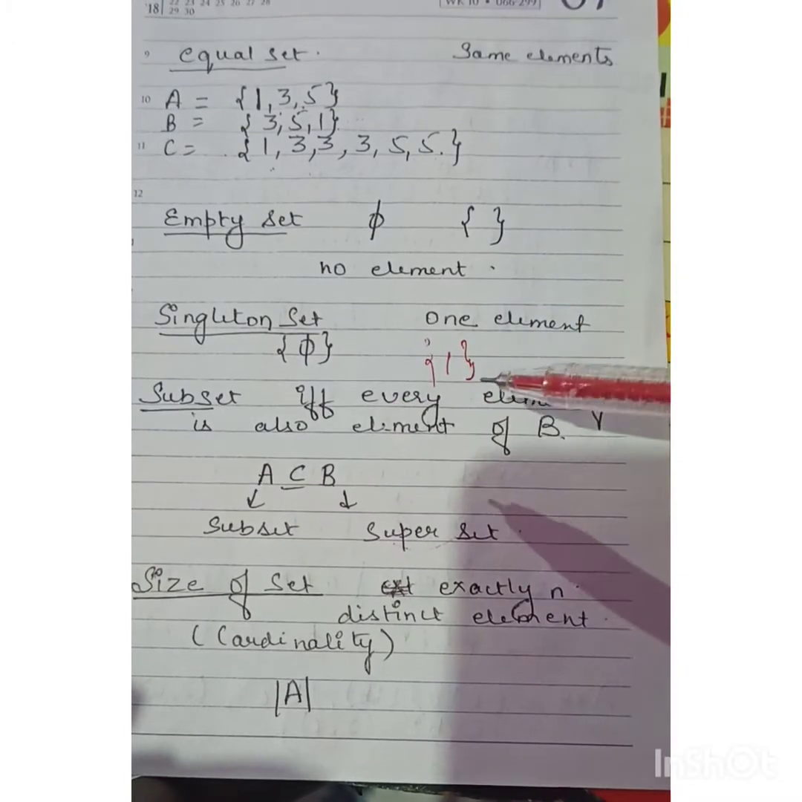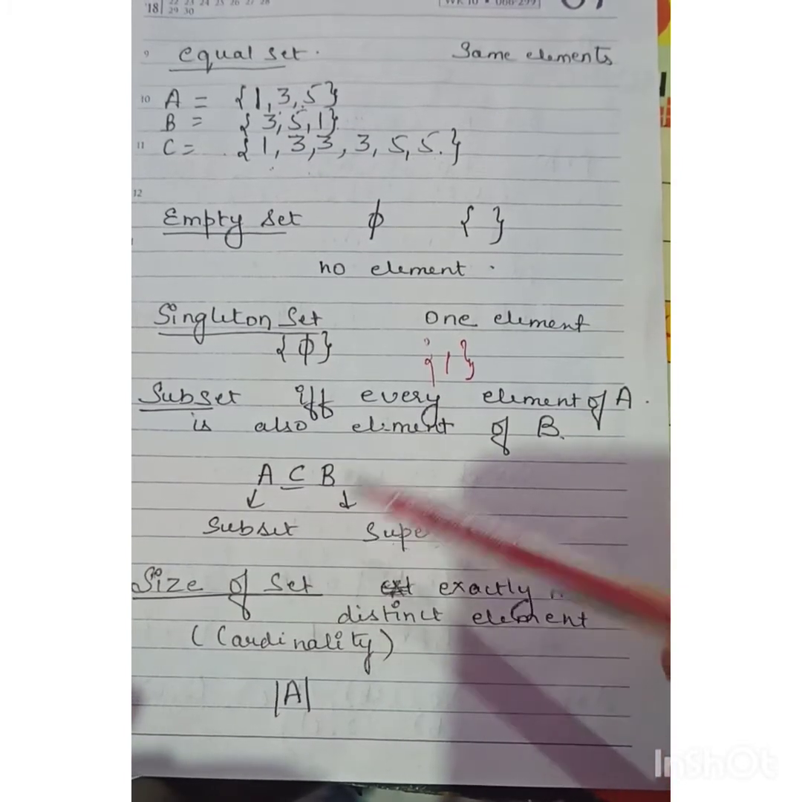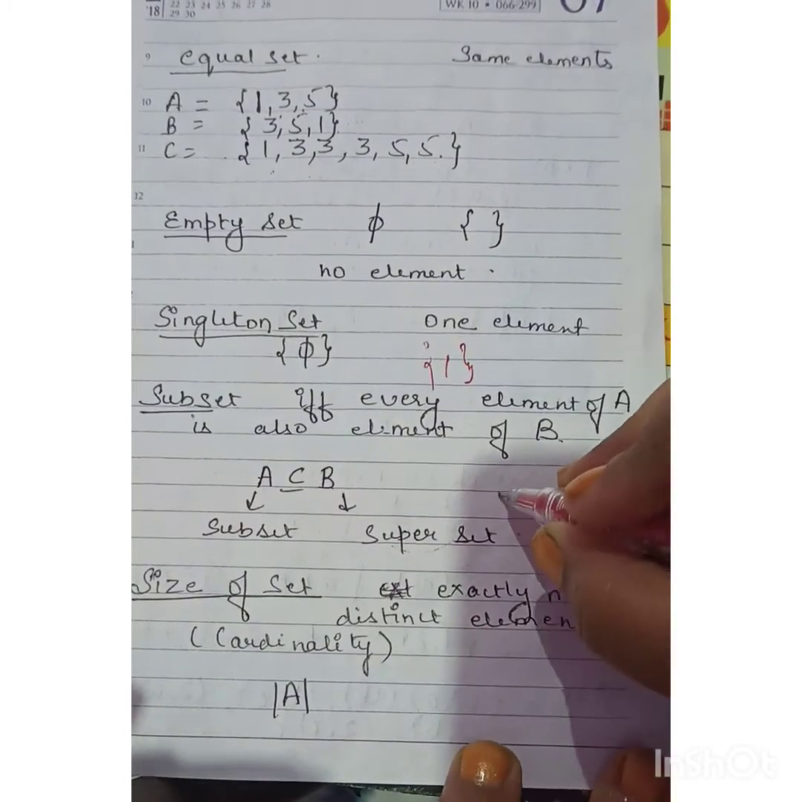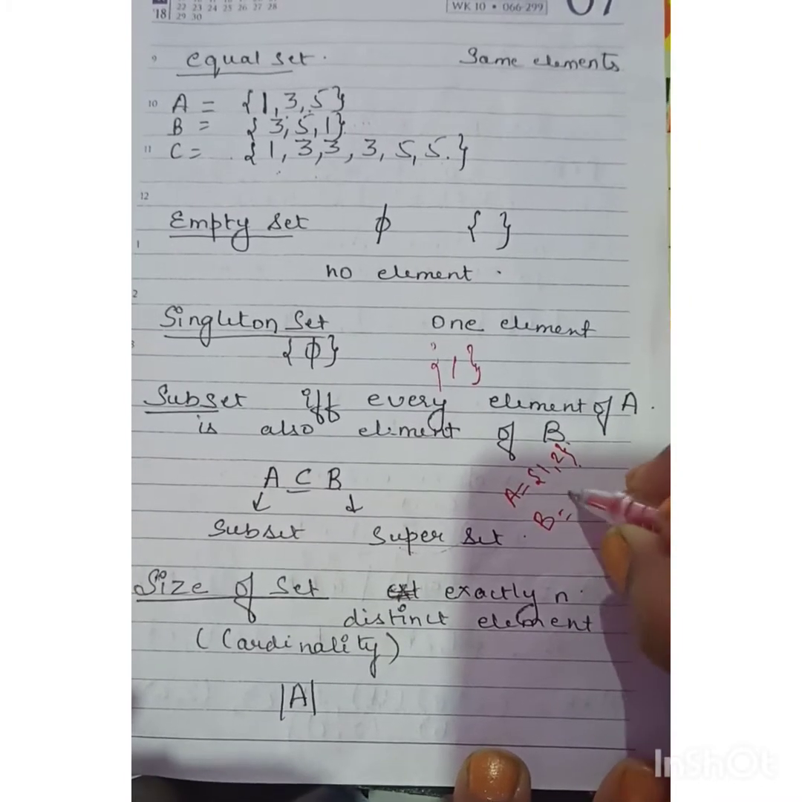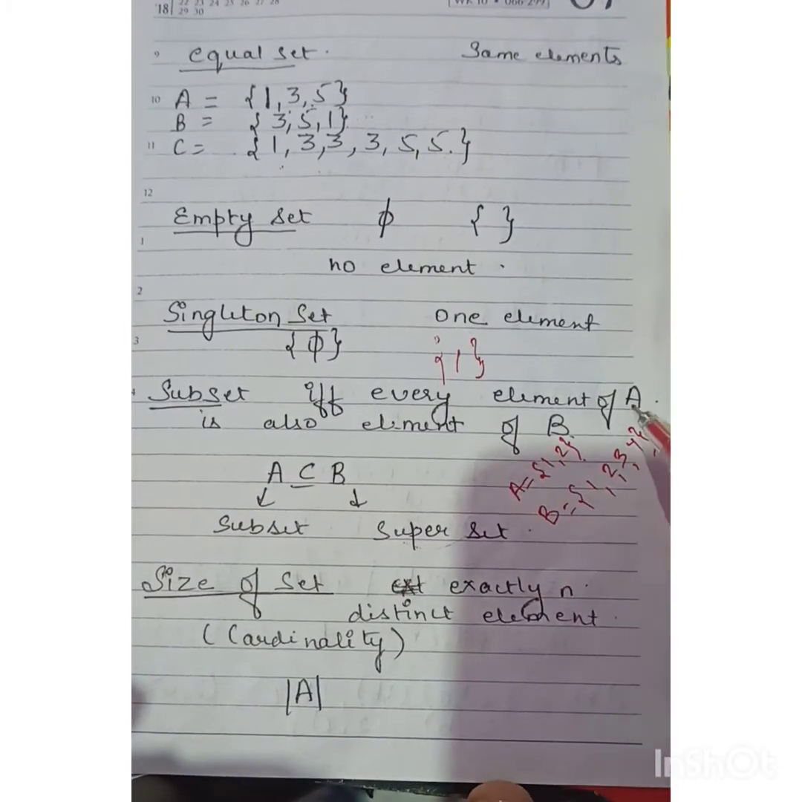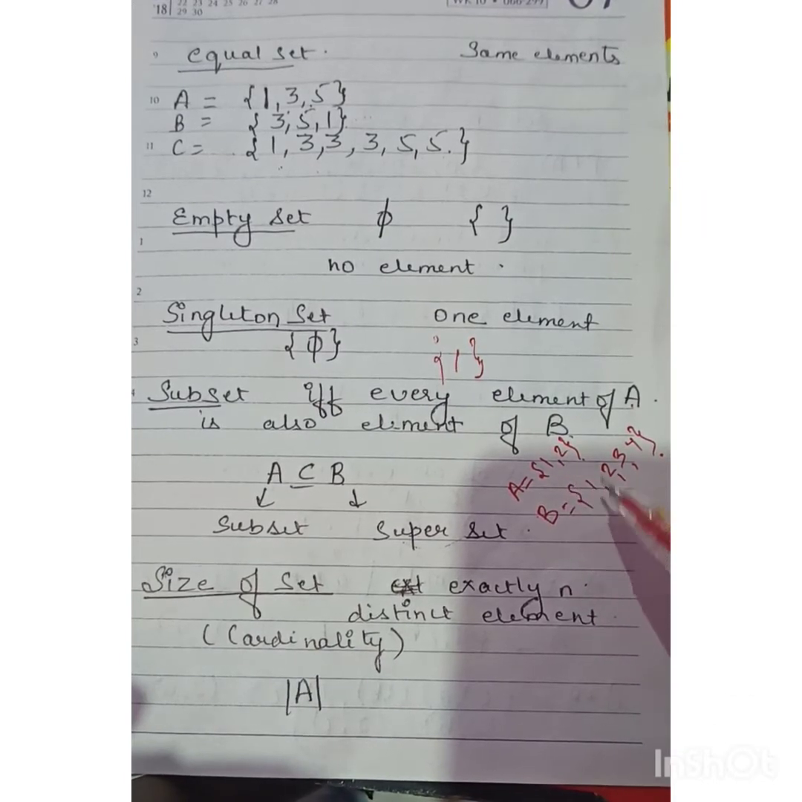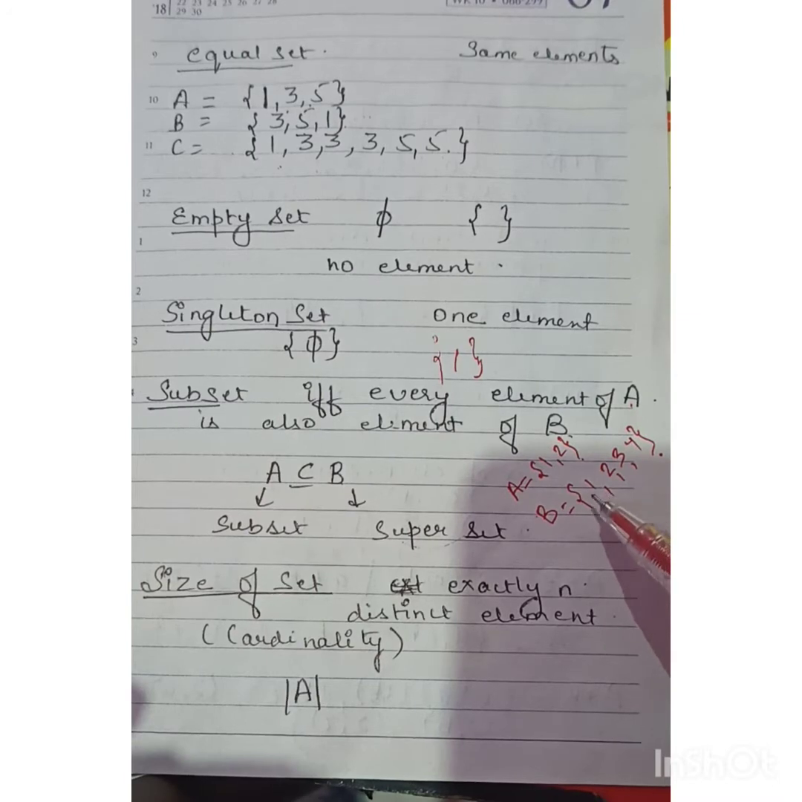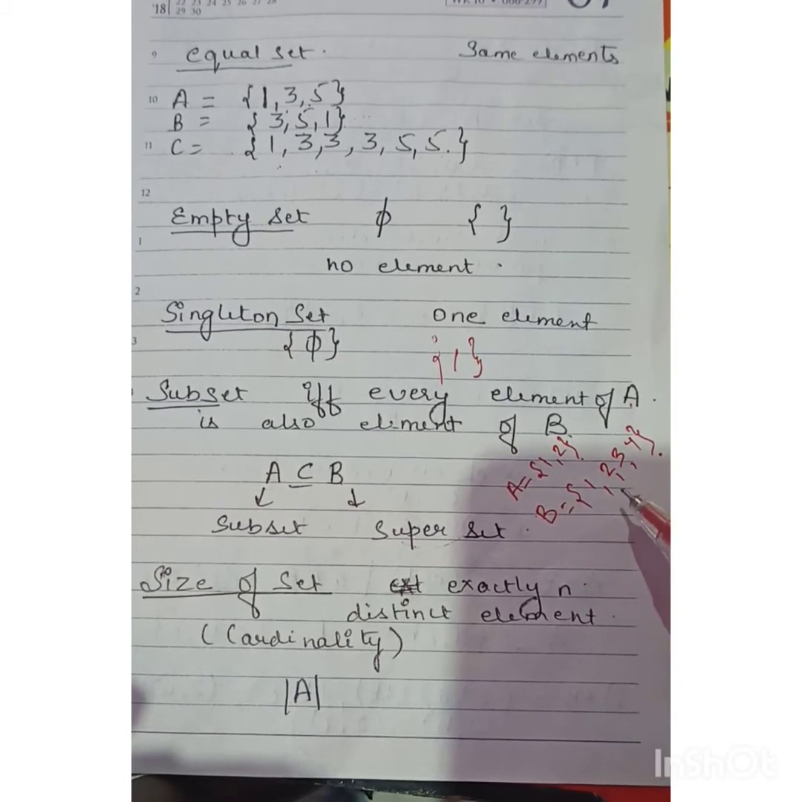Next we have a subset. If every element of A is also an element of B, it is called a subset. Here A is a subset of B. For example, A has elements 1 and 2, and B has elements 1, 2, 3, and 4. Every element of A, which are 1 and 2, is also present in B, and B has other elements as well. So A is a subset of B, and B is a superset of A.